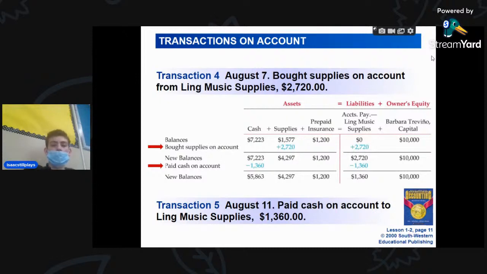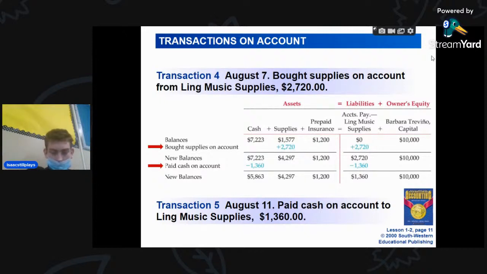All right. Did anything happen to supplies in this thing? No, because we already bought the supplies. This has nothing to really do with supplies. So my supplies are still going to be $42.97. Nothing to do with insurance, so it's still $1,200. But we paid off part of what we owed, right? Yeah. So what's going to happen to AP? Subtract. So now I have $13.60 there, right? Because I paid half of it. And nothing happened over here, so I've still got 10,000.